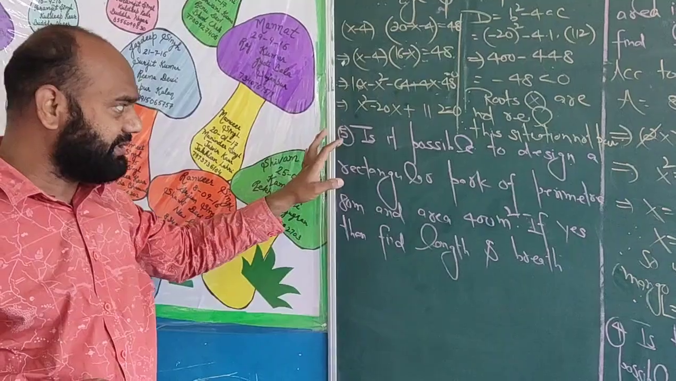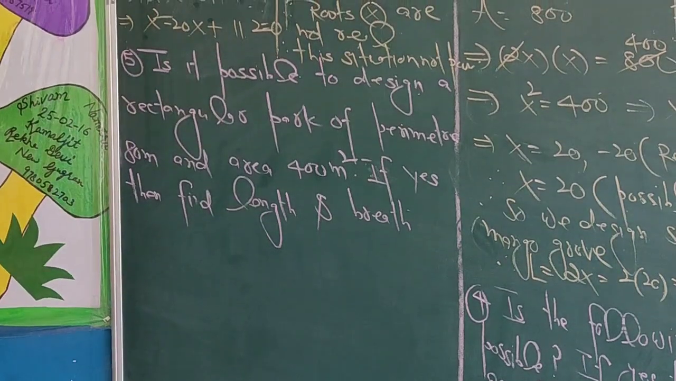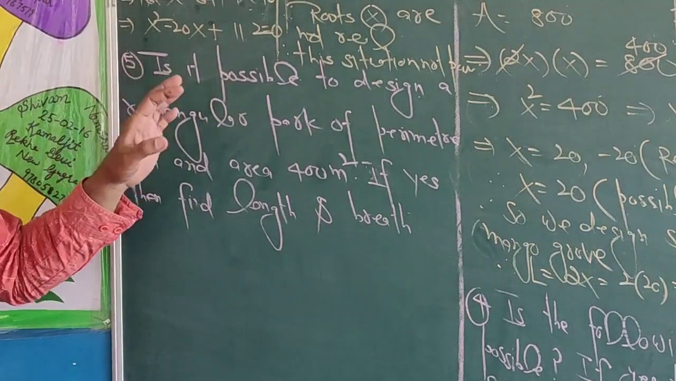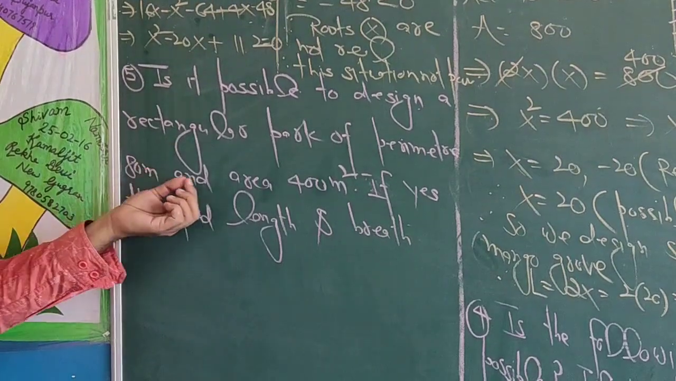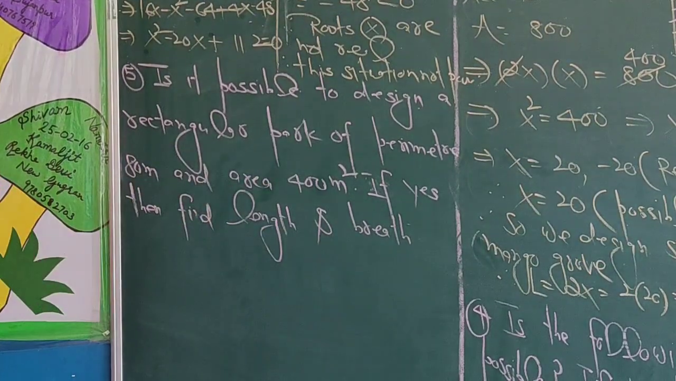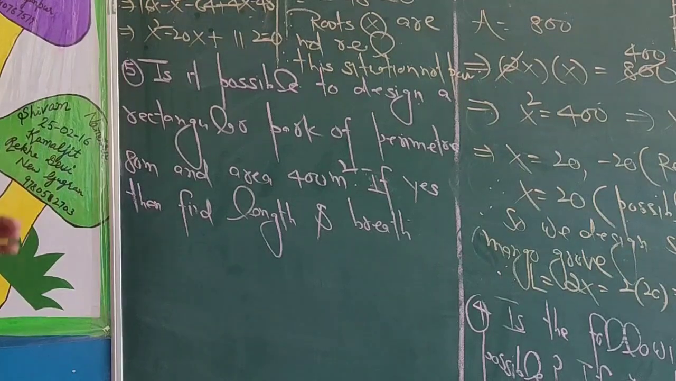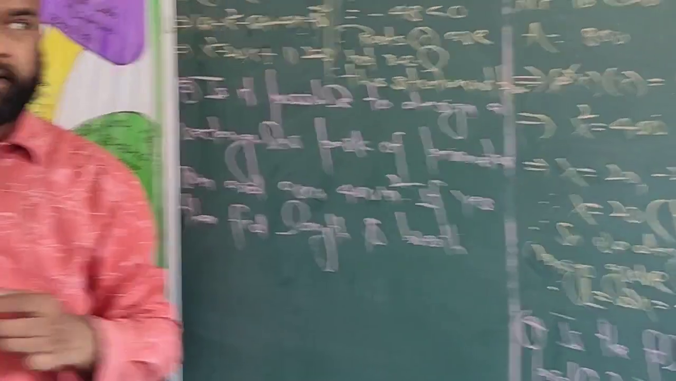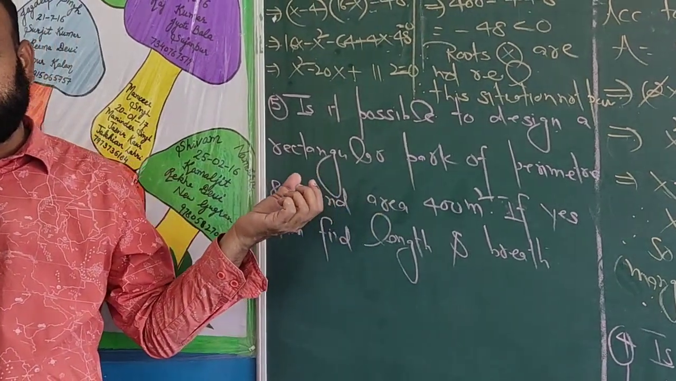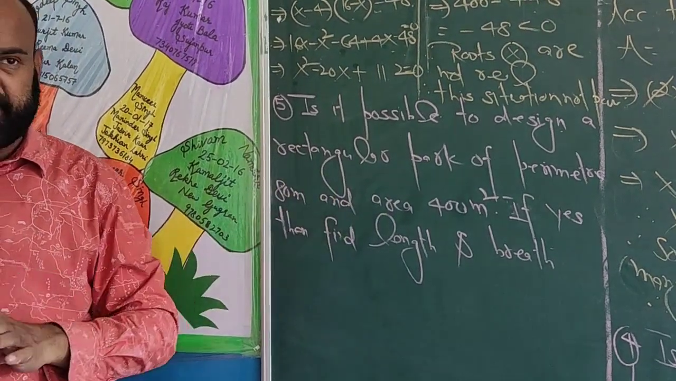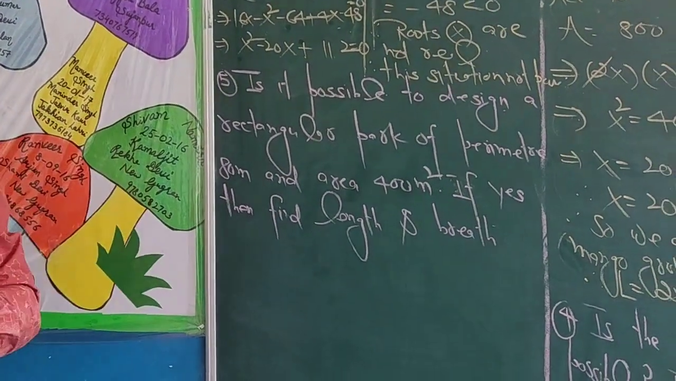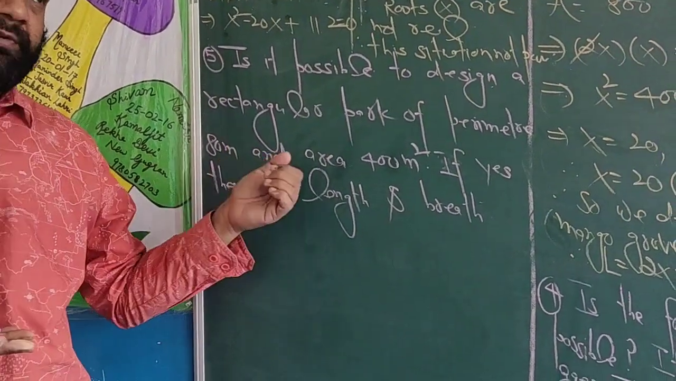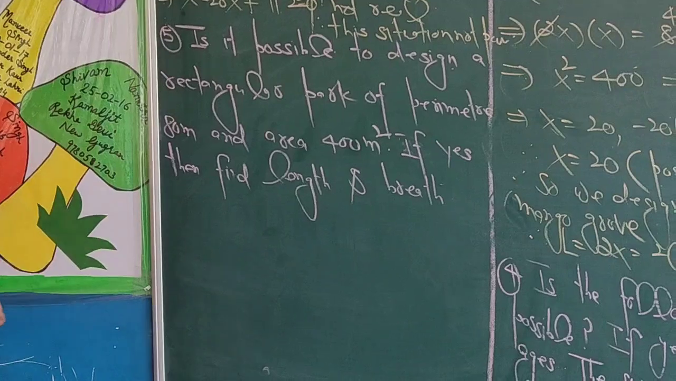And the next question and the last question of this exercise is: is it possible to design a rectangular park of perimeter 800 meter and area 400 meters square? If yes, then find the length and breadth. In this question, it is given that a rectangular park has perimeter 800 meter and area 400 meters square, and we need to check whether it is possible. When this type of rectangular park is possible, then find its length and width.